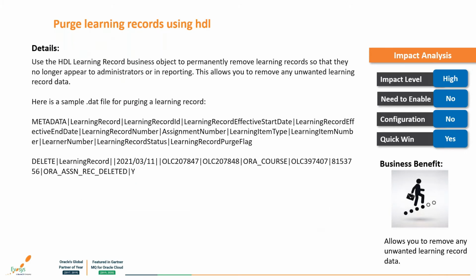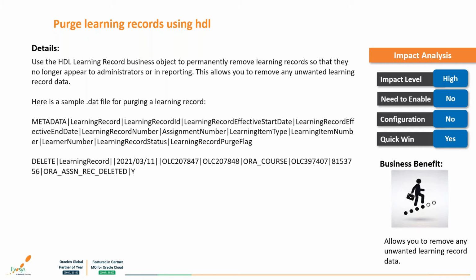Moving to the next feature, which is purge learning records using HDL. Use the HDL learning record business object to permanently remove the learning records so that they can no longer appear on the administrator pages or in reporting. The learning records HDL business object now supports the delete operation to purge, or we can say permanently delete, the learning records present in the system that have a status of deleted.